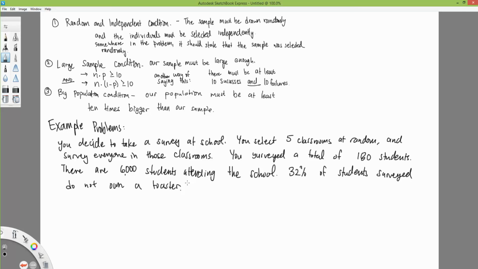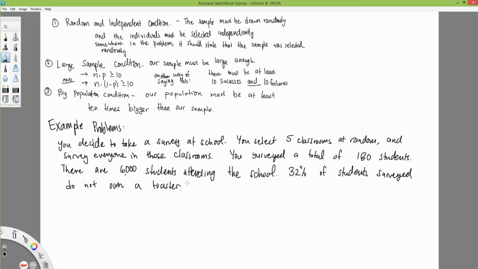Are we still copying? Do we have an answer in mind? Yeah? No? Okay. Are any conditions violated? Yes or no? Yes. Which one is violated?